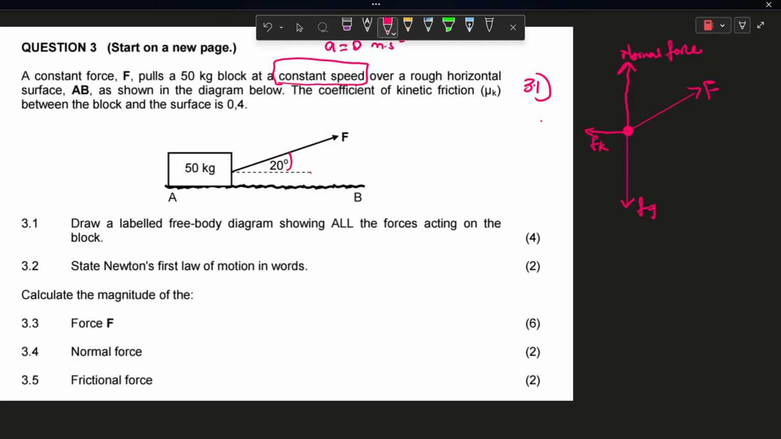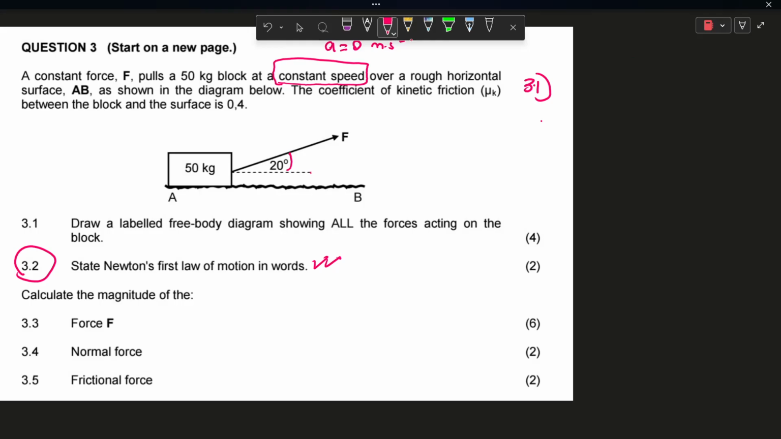Now, as you continue to the next question, 3.2, it says: state Newton's law of motion in words. Don't forget, you use the examination guideline to state this. That's your free 2 marks. A body will remain in its state of rest or motion at a constant velocity unless a non-zero resultant or net force acts on it. The next question asks: calculate the magnitude of the force F, for 6 marks.